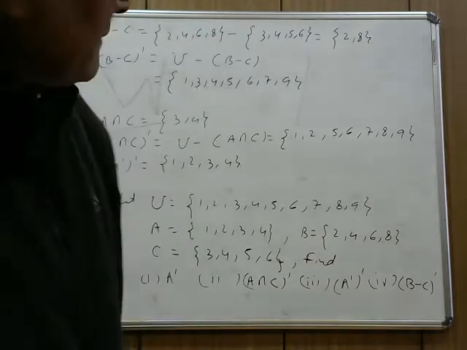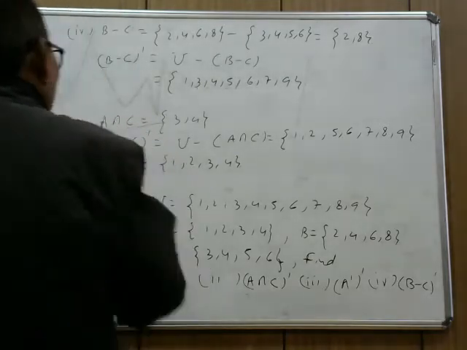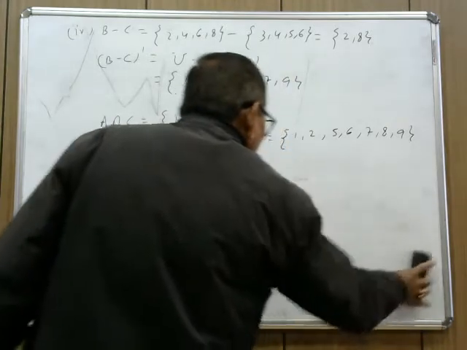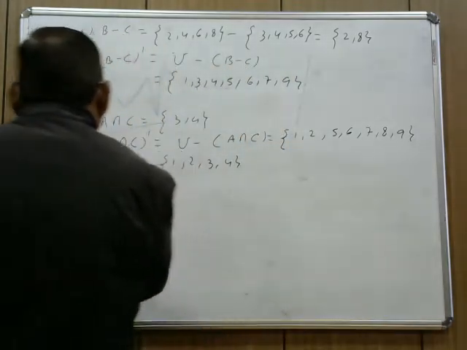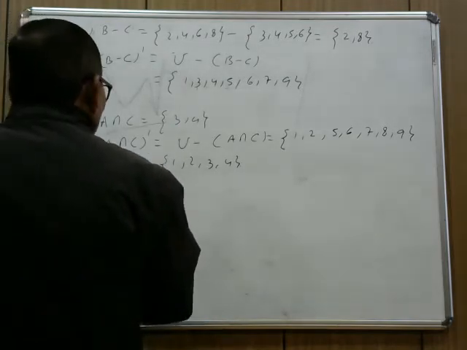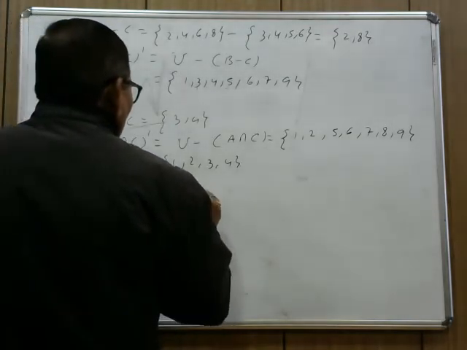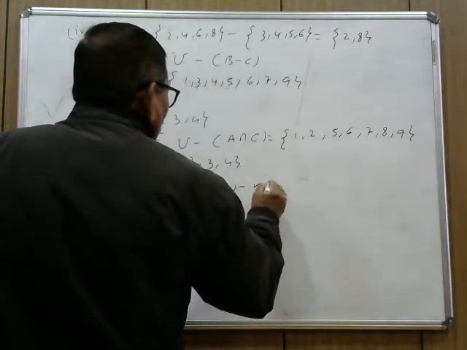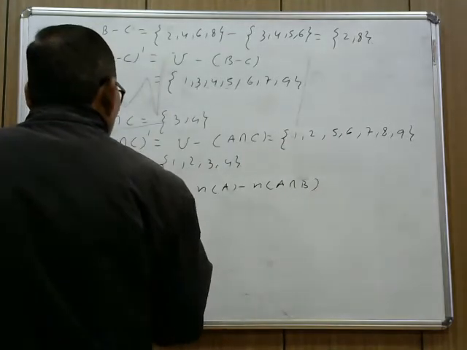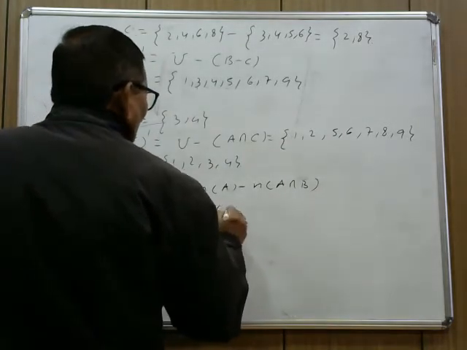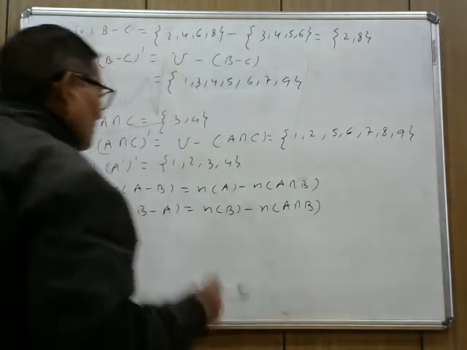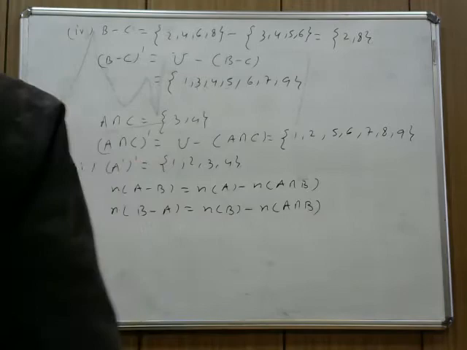One thing I forgot is the formula for the number of elements in A minus B and the number of elements in B minus A. So the number of elements in A minus B is defined as the number of elements in A minus the number of elements in A intersection B. The number of elements in B minus A is the number of elements in B minus the number of elements in A intersection B. These are the two formulas, you remember that.